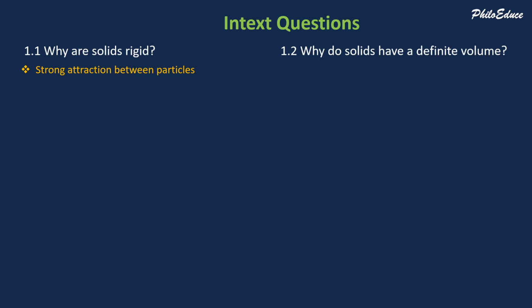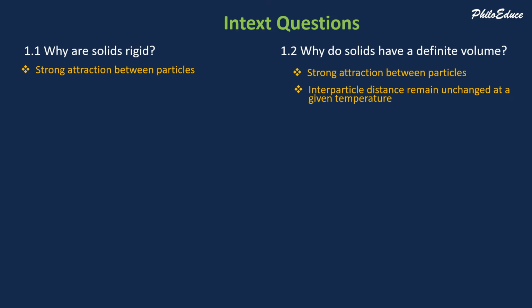Why do solids have a definite volume? The same answer: strong attraction between particles, and the interparticle distance remains unchanged at a given temperature. So it is not possible to compress them or reduce or increase the volume of a solid easily. That's why the particles are so tightly packed.